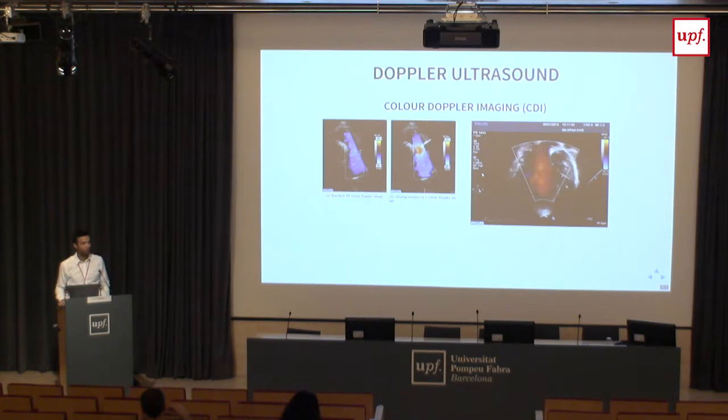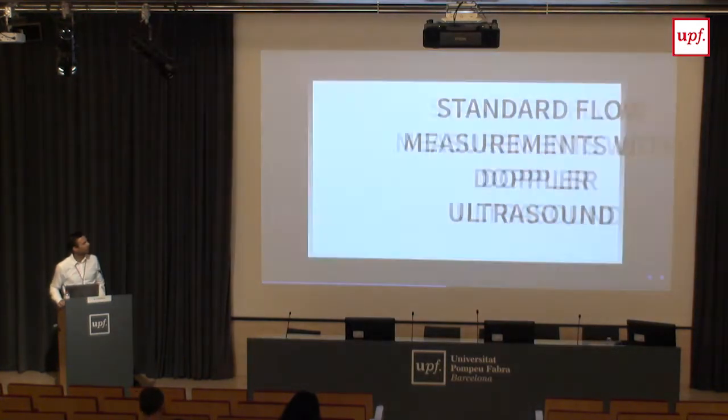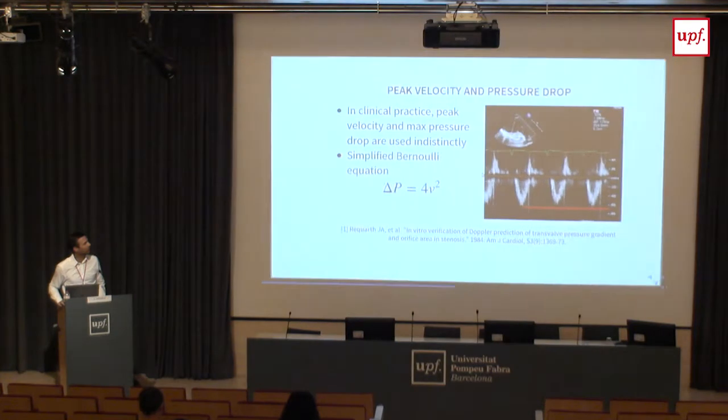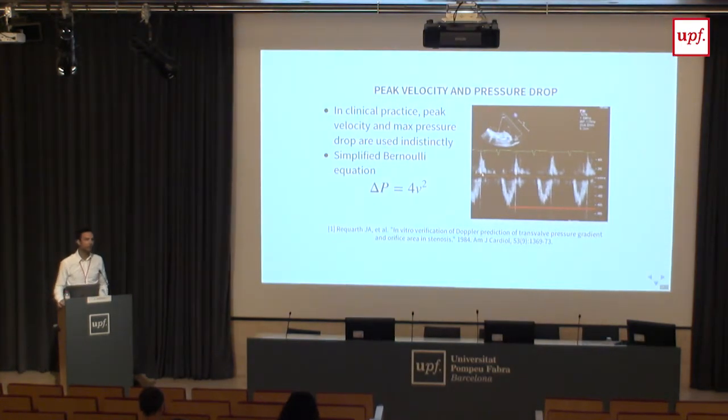How do we use this to actually measure, quantify flow? So I'm going to cover a few standard techniques, what people actually use in the clinic, and then I'll move on to perhaps more interesting stuff, more emerging, more research-oriented things. So in the clinic, basically color Doppler imaging that I just showed is very rarely used.